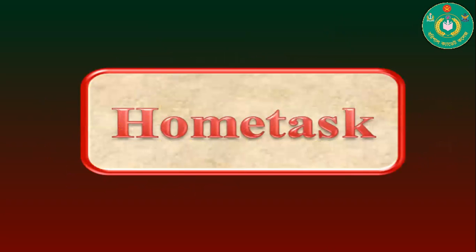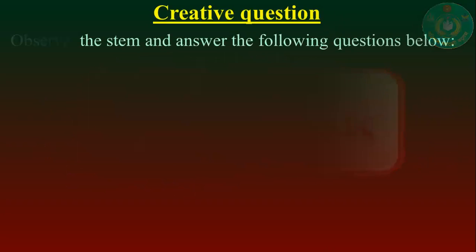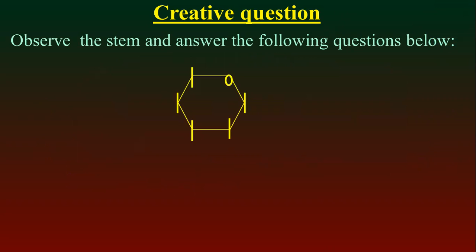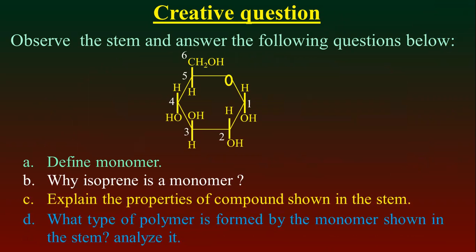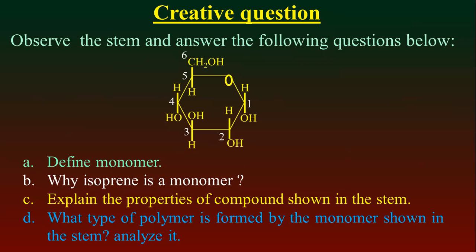Okay, now the home task for you cadets. For your home task, here is a creative question for you. First of all, observe this stem, which includes a monomeric structure, and by using this structure, you have to solve the following questions.